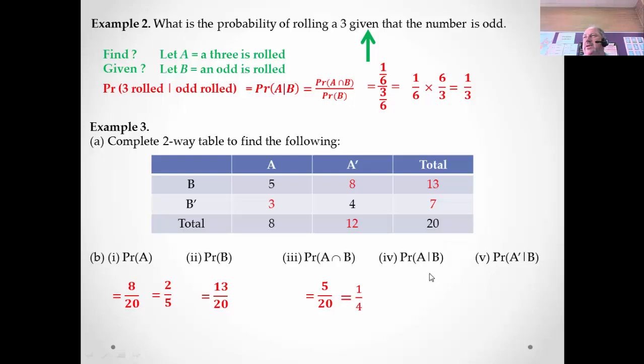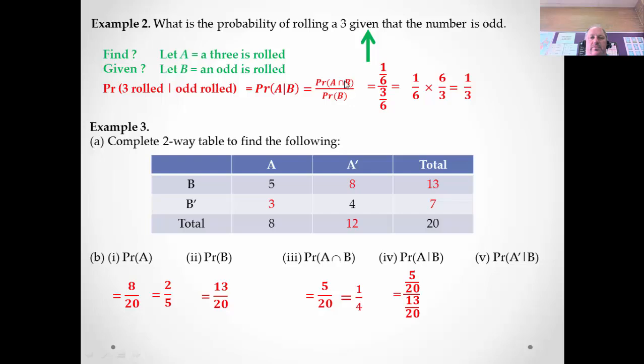Okay, here comes our conditional probability questions. We can do this two ways. We can use the rule up above here, or we can consider what it's actually saying to us. What's the probability of being A given that it's in B? Well, the probability it's in A, but we're only considering B, so it's 5 out of the 13.